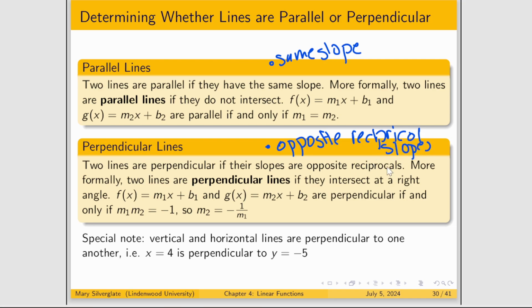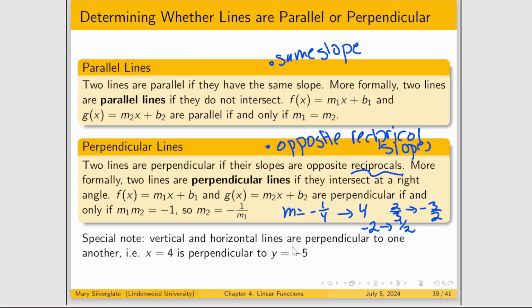Which I just spelled reciprocal wrong, but you can see it was spelled right there. So if, for example, the original slope is -1/4, what's its opposite reciprocal? +4. If the original slope is +2/3, what's its opposite reciprocal? -3/2. If the original slope is -2, what's its opposite reciprocal? +1/2.